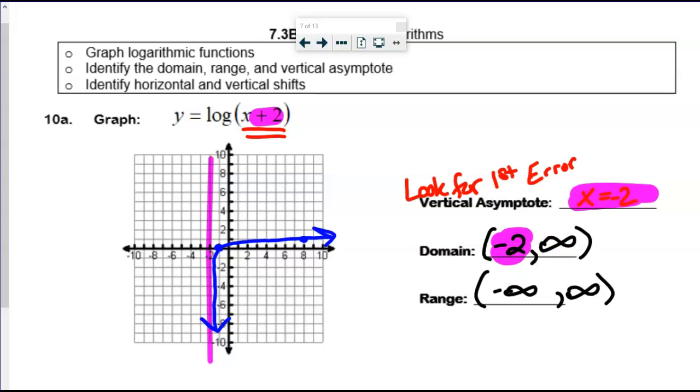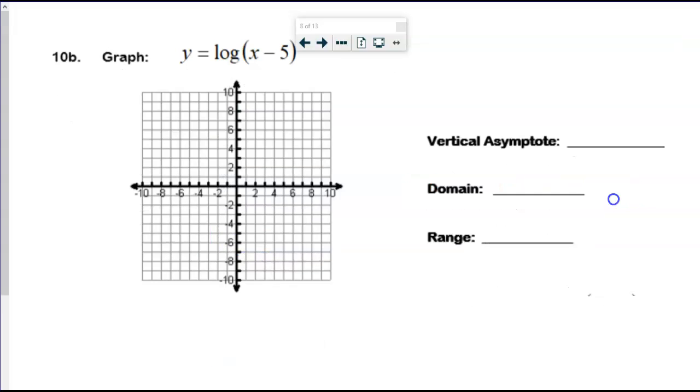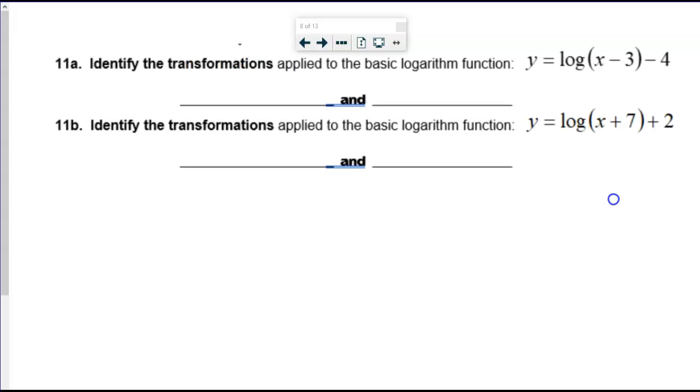I'm not going to have you do end behavior. Better write that in black ink. I'm not going to have you do end behavior on the logarithms because they're really weird, so just leave that concept alone for logarithms. All right, transformations of logarithms, very similar to what you see in every function.